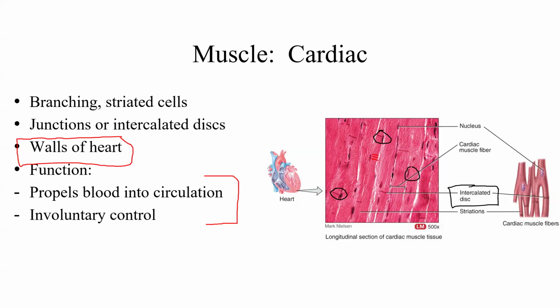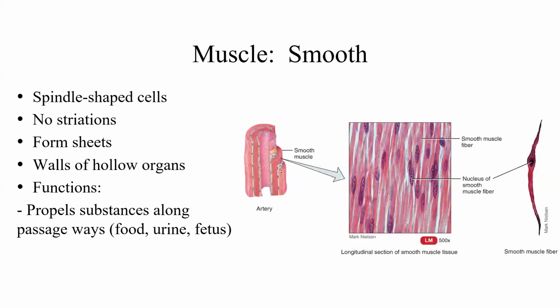Anyway, you get the idea here. Cardiac is pretty unique. It's cardiac muscle tissue, specifically striated, involuntary, only found on the walls of the heart. It also has gap junctions and intercalated discs. Really, really cool muscle tissue. We'll talk more about it when we get to the heart.